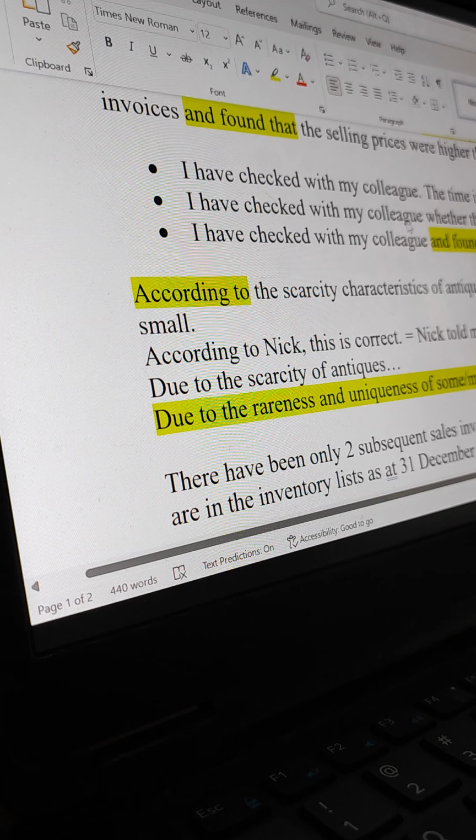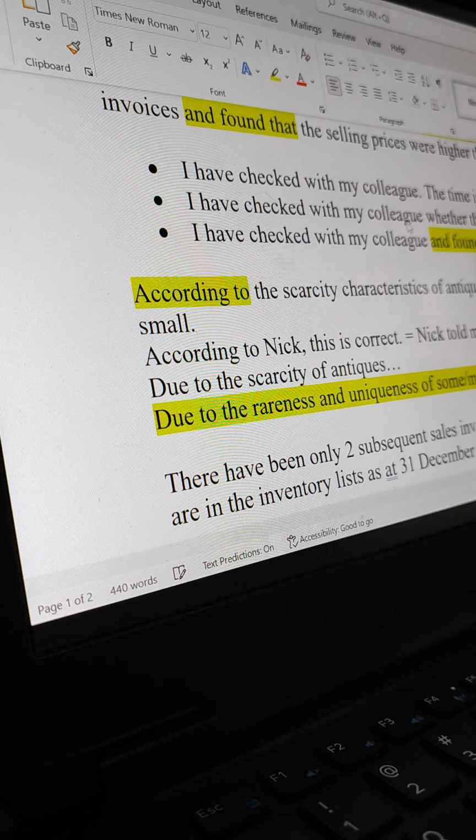So the number is 3, still the number. If I say the number is 4, the number of transactions is 4. We can't say the number of transactions are 4. The number of transactions is 4. You can say there were 4 transactions. There were only a few transactions. There have been only a few transactions. But the number of transactions is small. Is 4, is 3, still is.